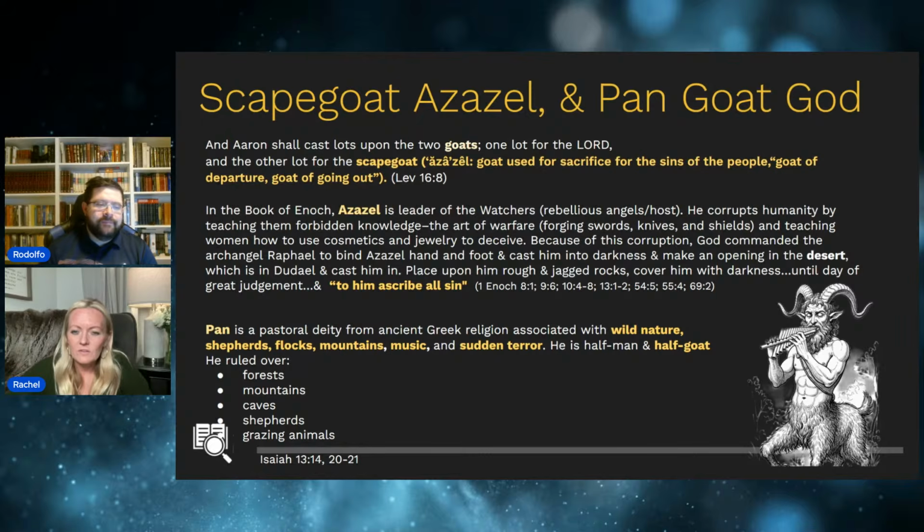It's the goat used for the sacrifice for the sins of the people. One translation is goat of departure or goat of going out, because it's loaded up with the sins and sent out into the wilderness, right? Is that a good way to think of explaining that? Which is going to play a little bit of part in some other slides I have. But then I was thinking about Azazel.